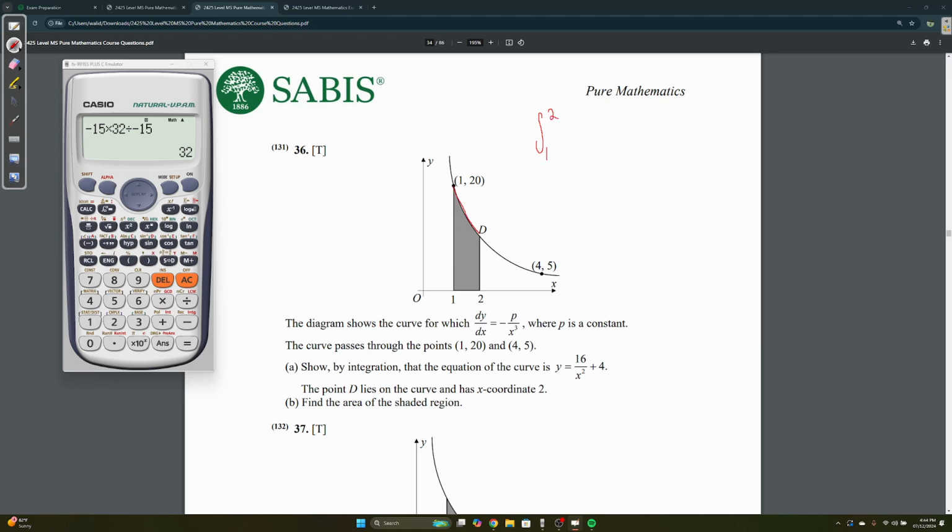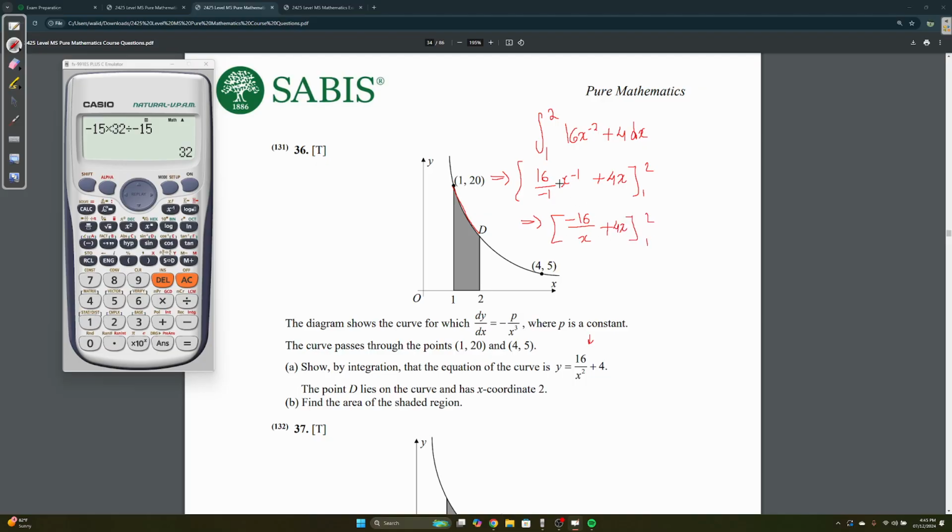Our curve is what we found in part A, 16 over x squared plus 4. I'm just going to take the x squared up so it's easier for me to integrate, make it x to the power of minus 2. Okay, and we're going to continue to solve this. So the integral of this will be 16 over negative 1 x to the power of negative 1, right? Add 1 to the power, divide by the new power, plus 4x between 1 and 2. So it's going to be minus 16 over x plus 4x from 1 to 2.